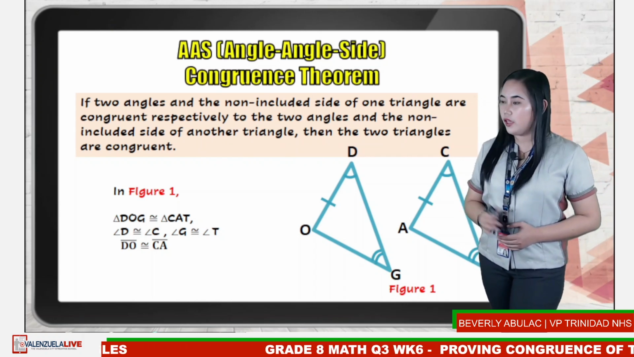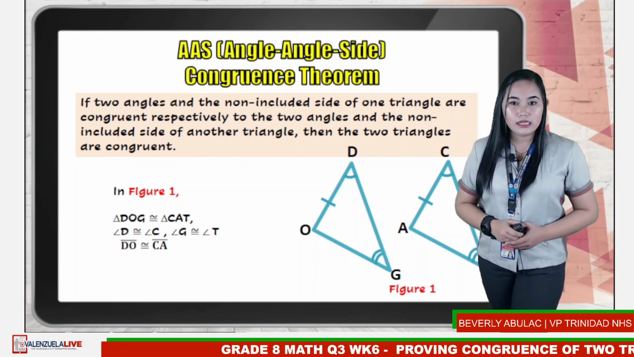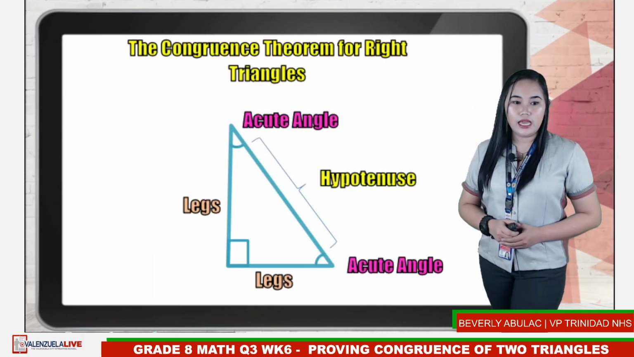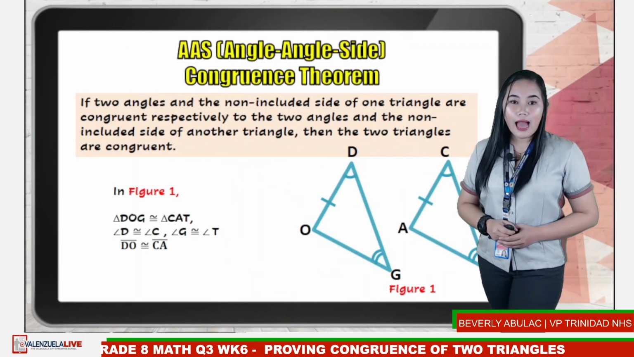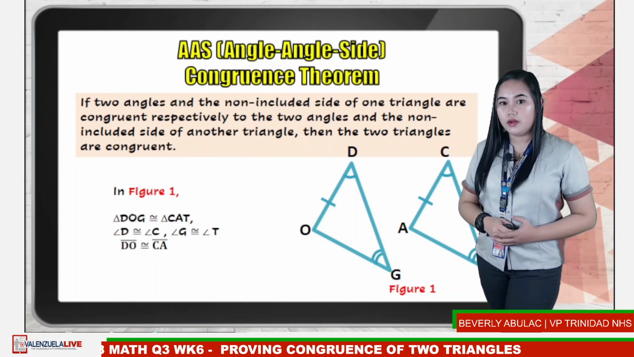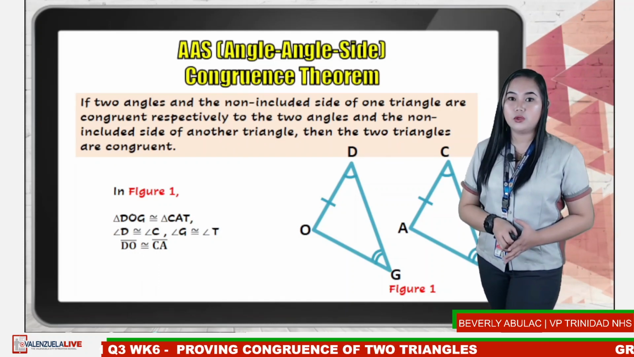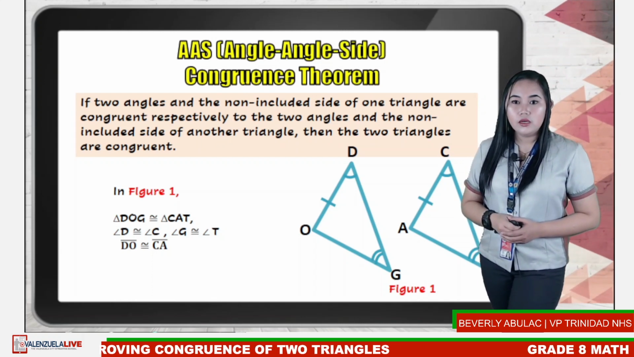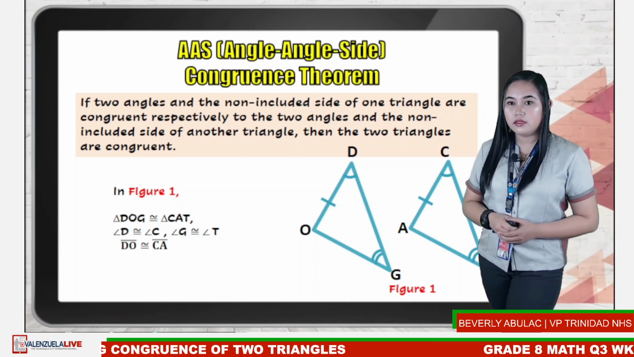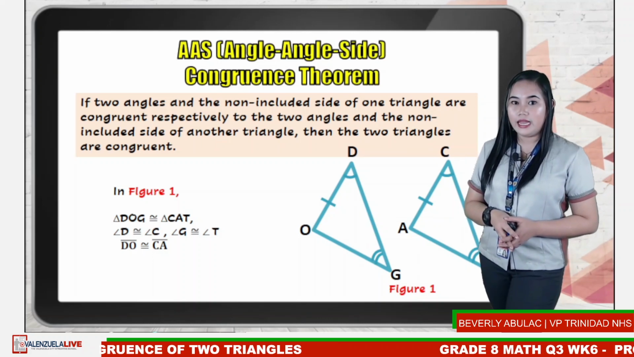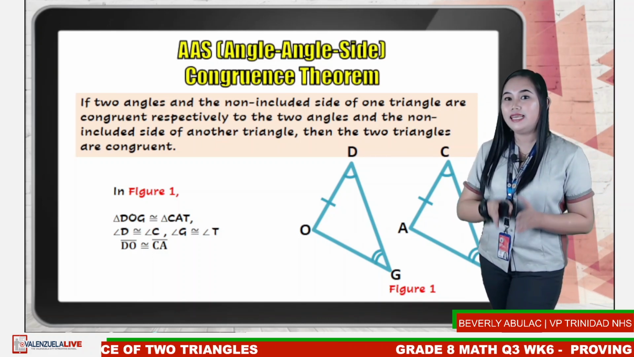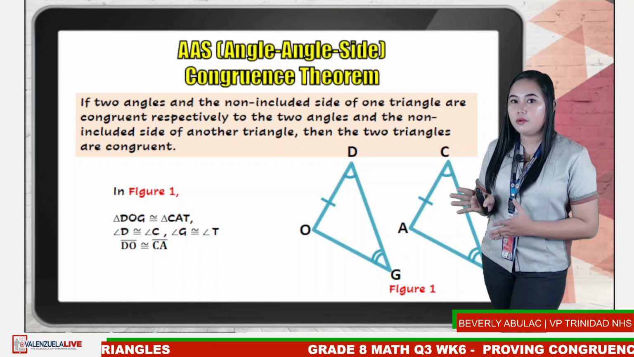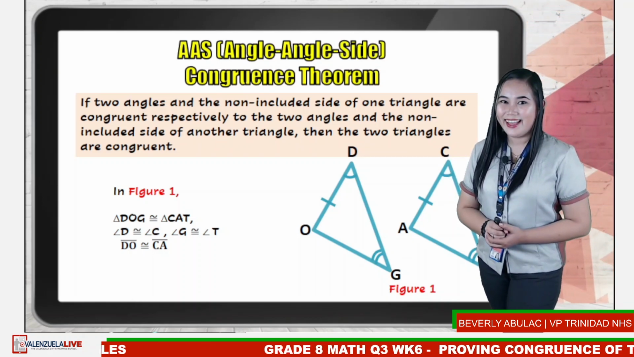As you can see in figure 1, given that triangle BOG is congruent to triangle CAT, angle B is congruent to angle C. Angle G is congruent to angle T as marked. While segment BO is congruent to segment CA, which tells the congruence of the non-included sides. Now, the proof of this theorem will be presented later.